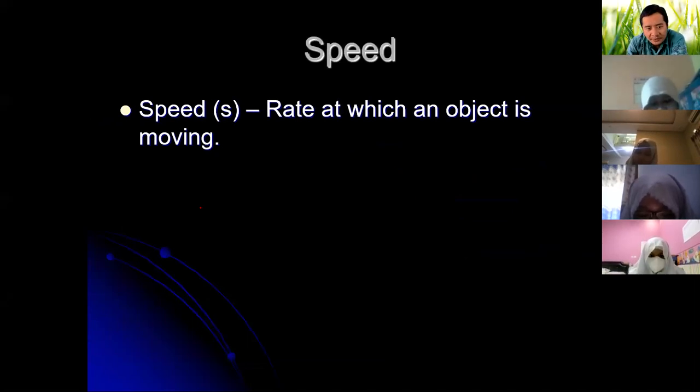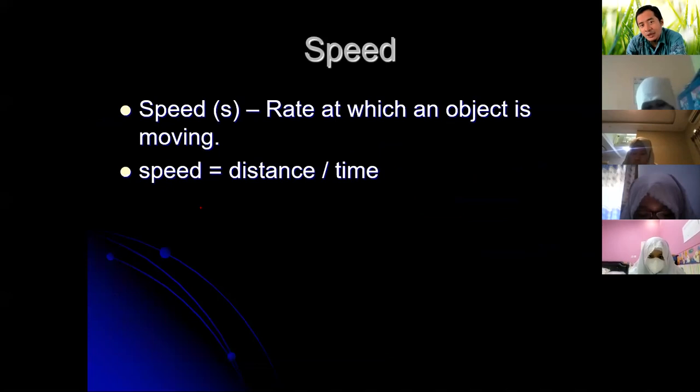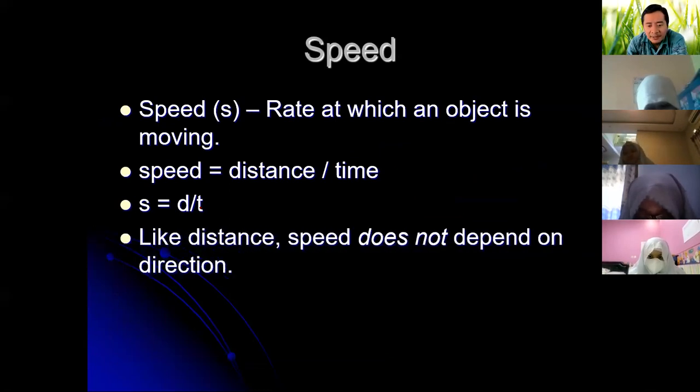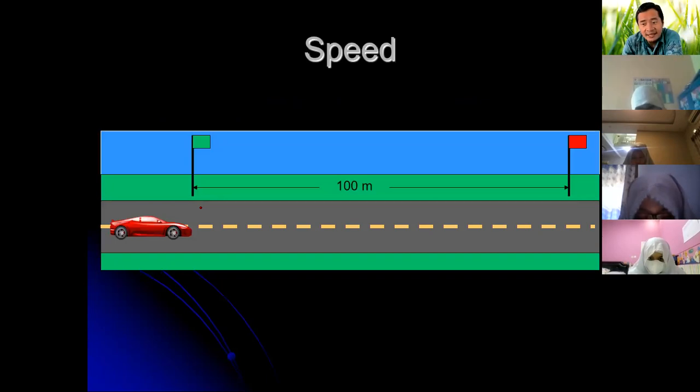Speed is the rate at which an object is moving. Speed equals distance divided by time, yeah, s equals d per t. Like distance, speed does not depend on direction, you know? The counterpart of speed is distance, not displacement. It means that speed also does not depend on the direction. Okay, this is the illustration.